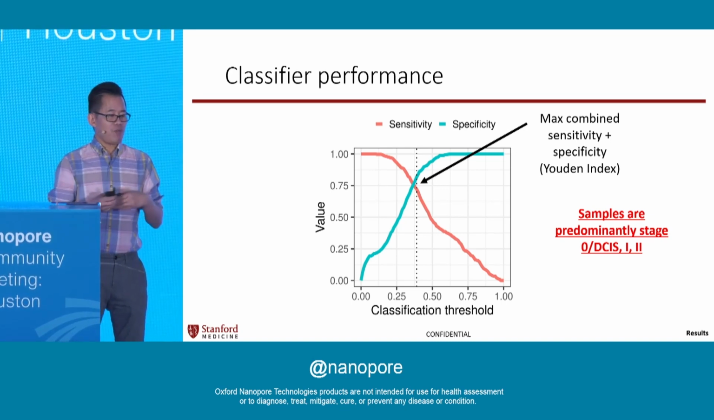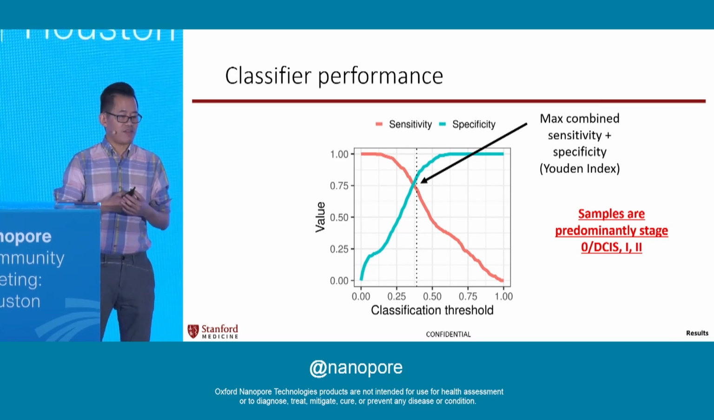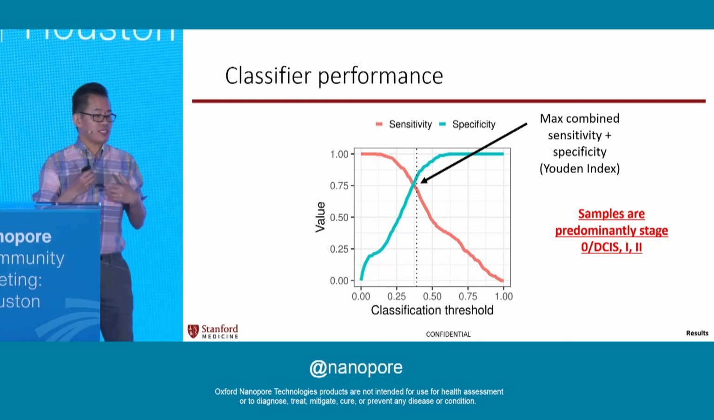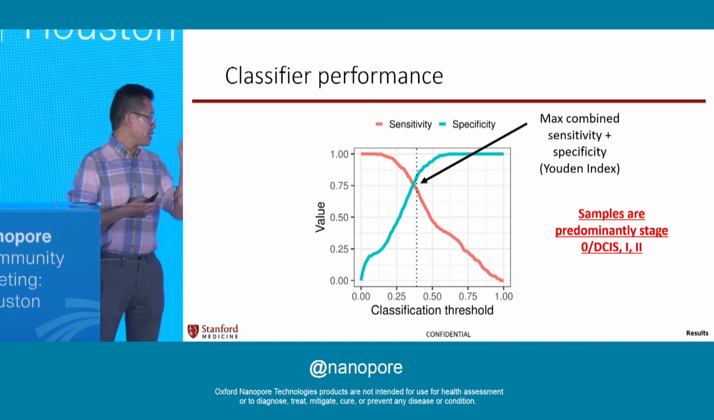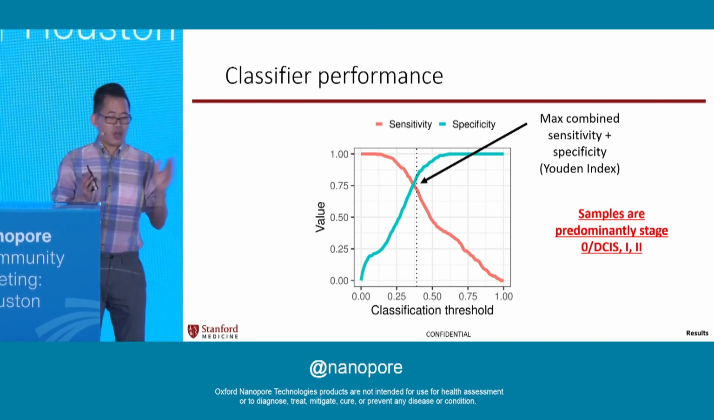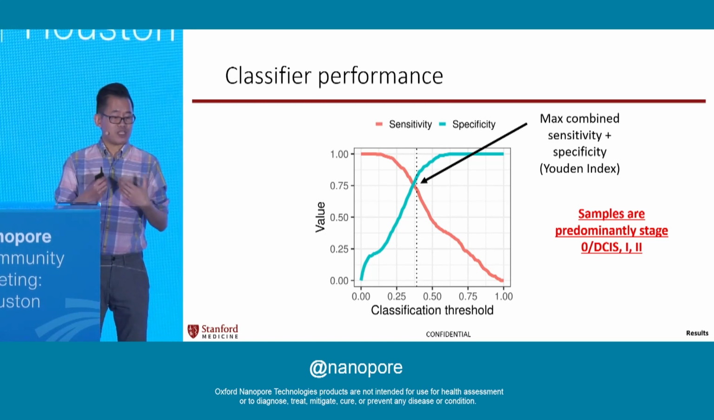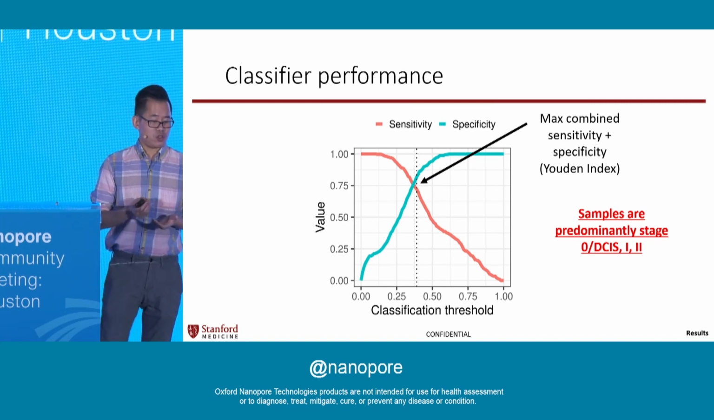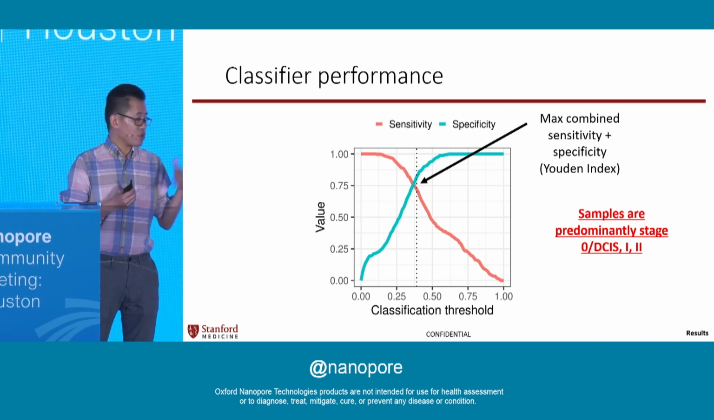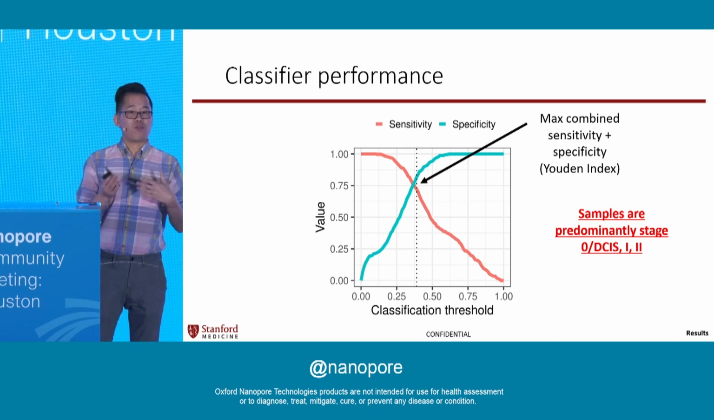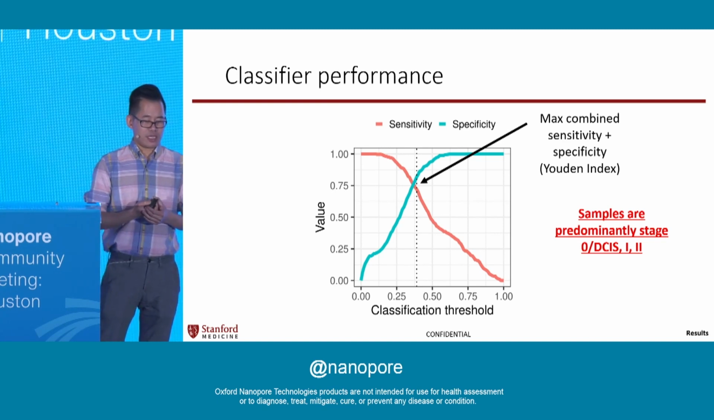Often there are different ways to report this, but one way to report the performance of this classifier is at this point called the Youden index, which is the maximum combined sum of the sensitivity and specificity, and that's at that dotted line where that arrow is shown. Obviously, you can move this curve around to have different reporting characteristics. But what's also important to note is that these samples are predominantly stage 0 or DCIS and stage 1 and 2. So this hasn't really been done before, and I would encourage you to look in the literature to see what the performance metrics of similar cell-free diagnostics would be in the context of breast cancer. I think we're doing really well in this area.